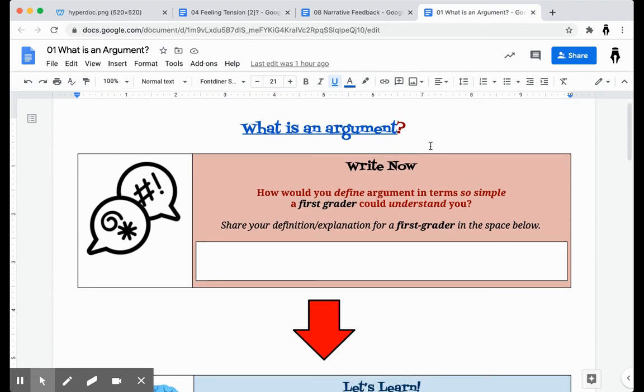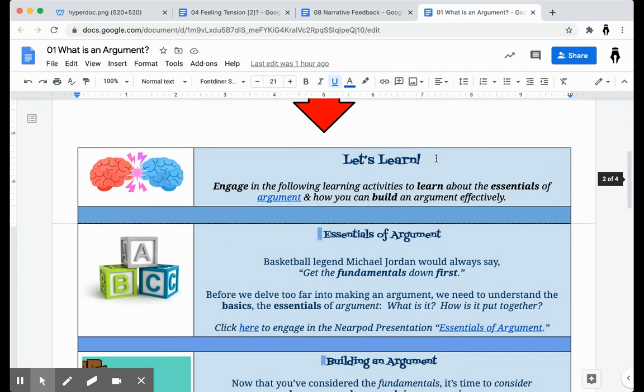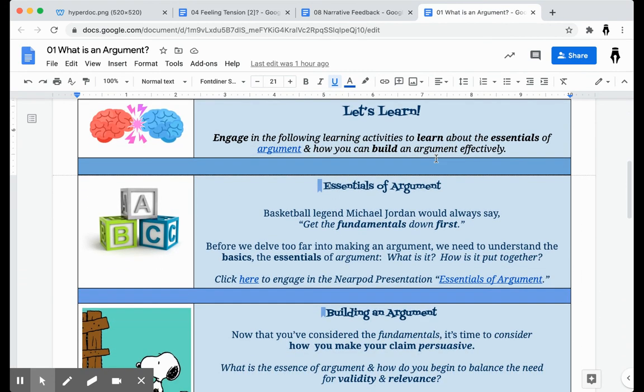I started this Hyperdoc today. This one was called What is an Argument, as I introduced the principles of argument writing. And we began, as we usually did, with our Right Now. How would you define argument in terms so simple a first grader could understand you? And then I flipped the classroom and I had them explore the topic on their own while I began to conference individually with students. In class, I did this, obviously one-on-one, speaking with students, and I did it via Zoom in a one-on-one breakout room.